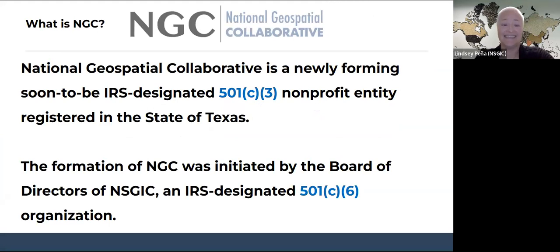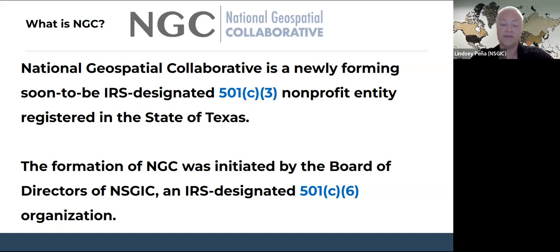So what is NGC? The National Geospatial Collaborative is a newly forming, soon-to-be IRS-designated 501c3 nonprofit entity registered in the state of Texas. The formation of NGC was initiated by the Board of Directors of NSGIC, which is an IRS 501c6 organization. So what does that all mean?